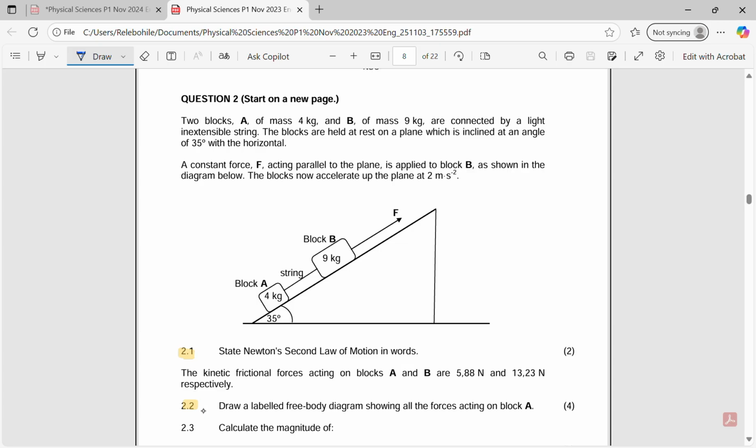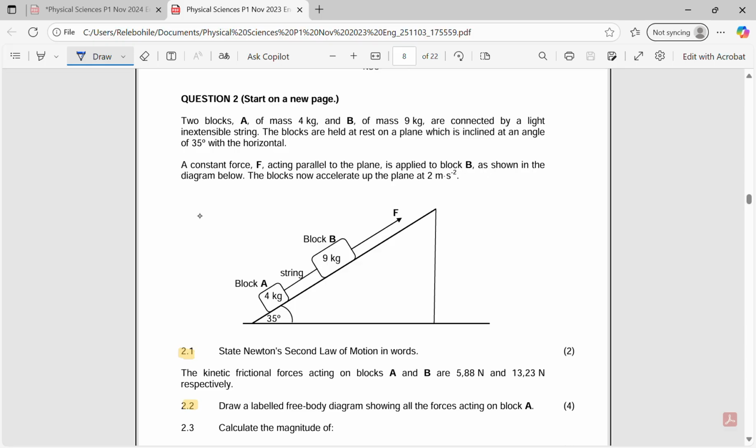Now, for the second question, they say that the kinetic frictional forces acting on blocks A and B are 5,88 newtons and 13,23 newtons respectively. Then they say draw a labeled free body diagram showing all the forces acting on block A. And here we have 4 marks. And remember what we said. We said that the number of marks indicate the number of forces that are supposed to appear on your free body diagram.